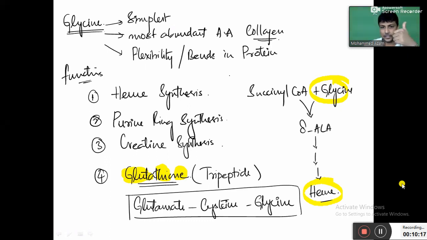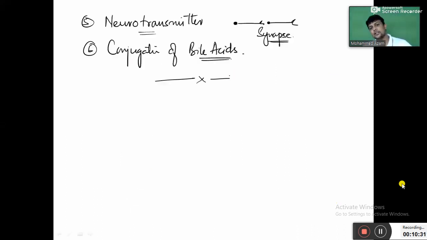I repeat again, glycine is required for heme synthesis, glycine is required for purine synthesis, glycine is also required for creatinine synthesis as well as glutathione, guys. And glutathione is a tripeptide. You have to remember in detail, made up of 3 amino acids: glutamate, cysteine and glycine. And then glycine also acts like a neurotransmitter and is also required for conjugation of bile acids. That is all about the glycine, guys.